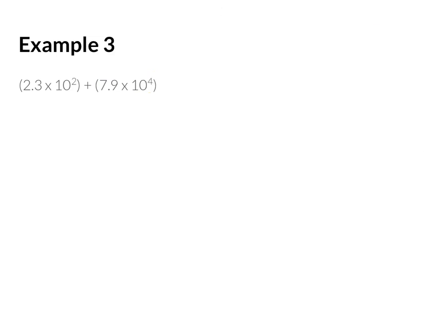Example 3, 2 3/10 times 10 to the 2nd power, plus 7 9/10 times 10 to the 4th. I need them to have those common powers of 10. So I'm going to convert the 7 9/10 times 10 to the 4th power to a number times 10 to the 2nd power. Since I'm changing that to a 2, I changed it by 2, I need to move my decimal 2 places, giving me 790 times 10 to the 2nd power.